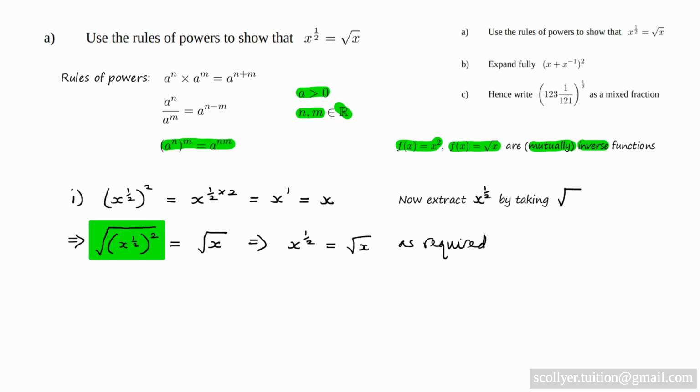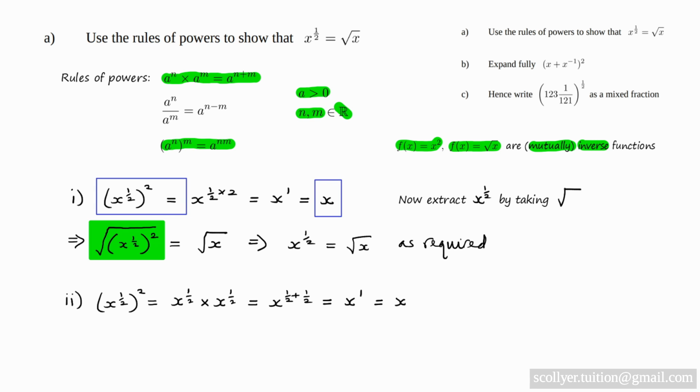In the second approach, we use the product of powers rule. We start with x to the half times x to the half, which becomes x to the power 1/2 plus 1/2 using the product of powers rule, which becomes x to the 1 on adding the halves, which becomes x. And now we note that x to the half times x to the half is x to the power 1/2 squared. And now we see that we have reproduced the result in part 1, and so we can finish the question in the same way by taking square roots.